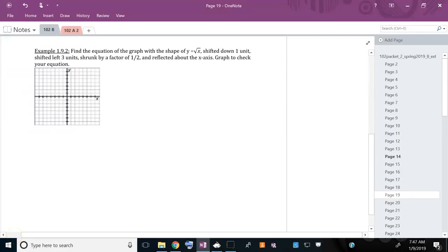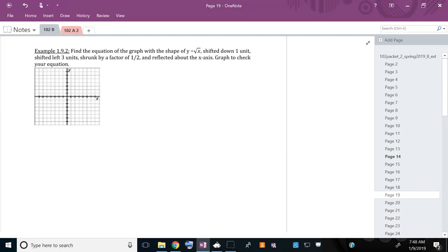Math 102, example 1.9.2 version B. So now instead of the equation, we're given a shape and a description of transformations, and we'd like to find the equation. Now I'm going to start by graphing this, and then I'm going to use my calculator to check this.